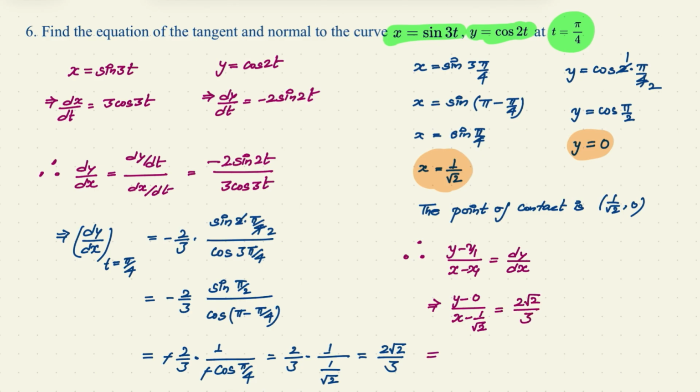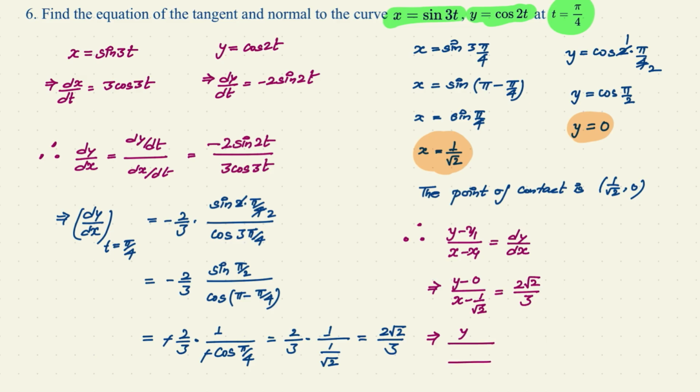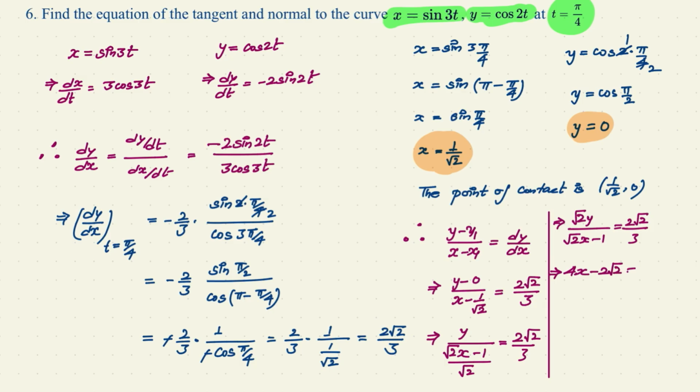Let us simplify. On taking LCM we will get root 2 in the denominator, so root 2 y by (root 2 x minus 1) equals 2 root 2 by 3. On simplifying we will get 4x minus 2 root 2 equals 3 root 2 y, and hence my equation of the tangent is 4x minus 3 root 2 y minus 2 root 2 equals 0. So this is the required equation of the tangent.